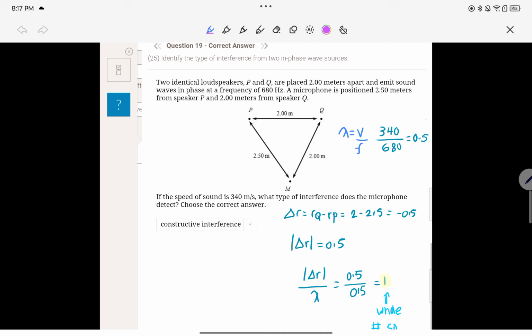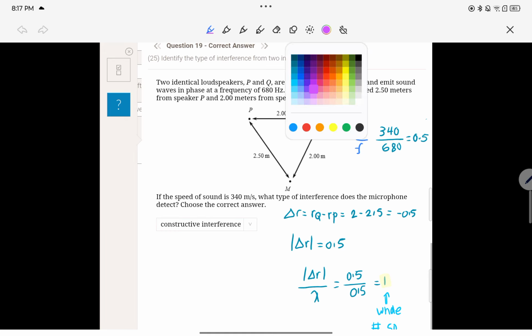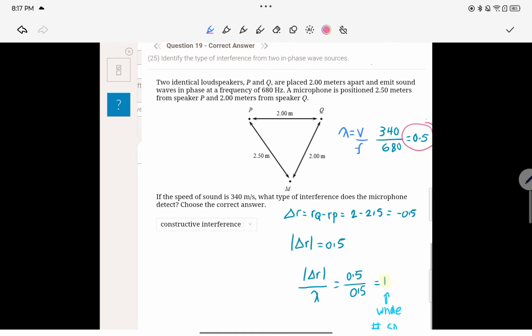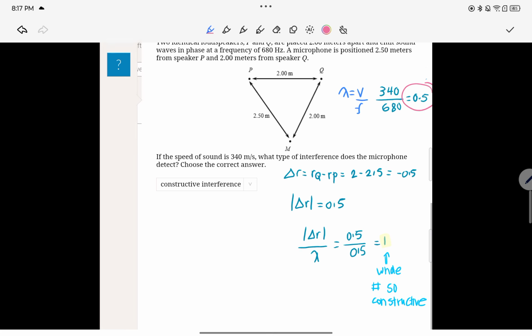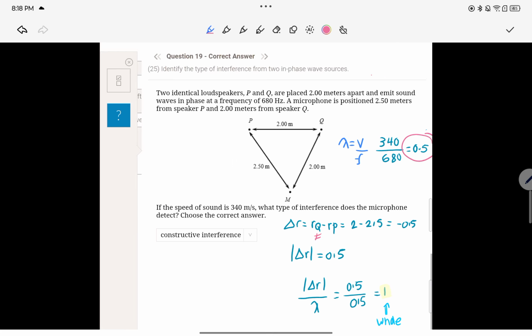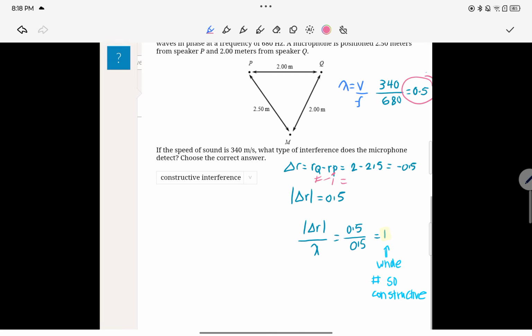Lambda equals v over f. So 340 over 680, that's 0.5. Now, r_Q minus r_P, we could also say final minus initial. So 2 minus 2.5 is equal to negative 0.5. Now, absolute value 0.5. Now, this over this, 0.5 over 0.5 is 1.